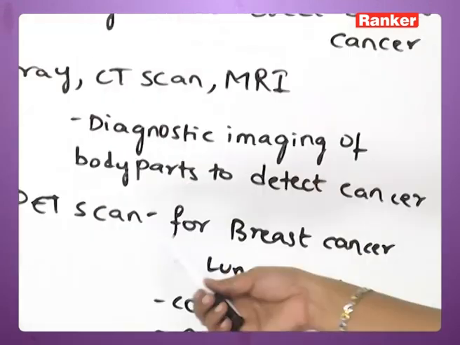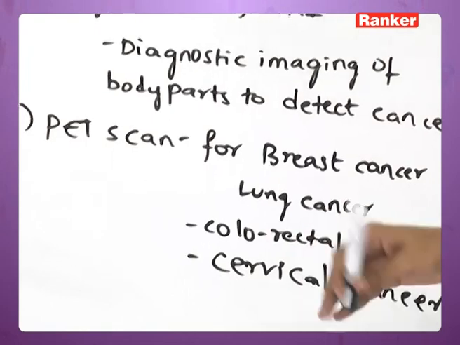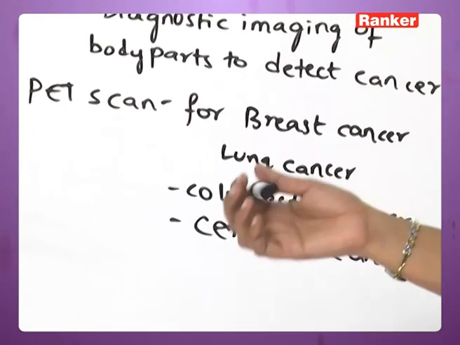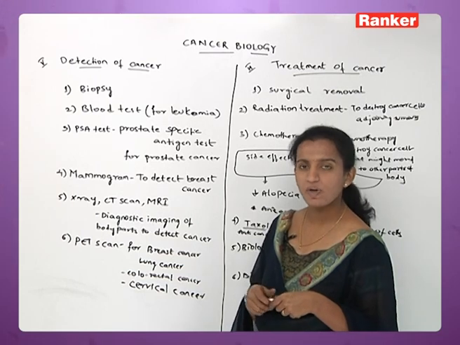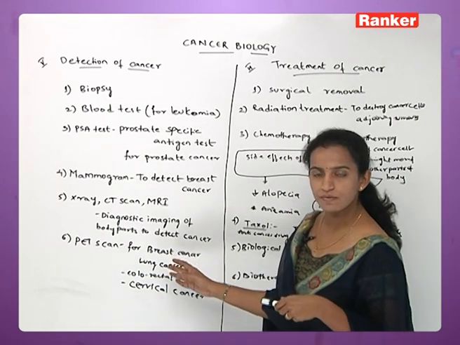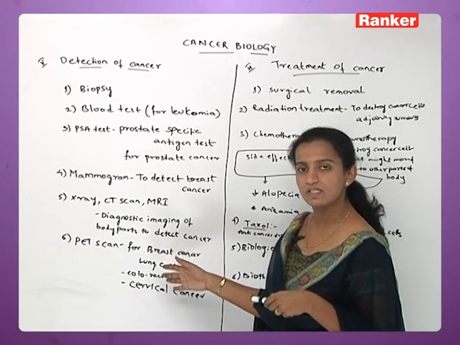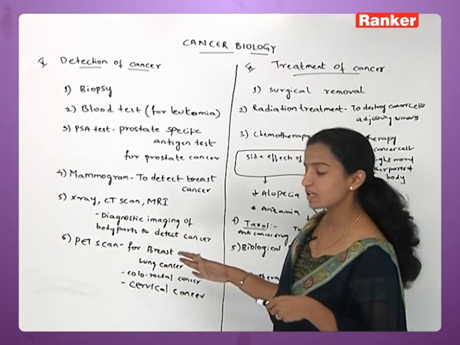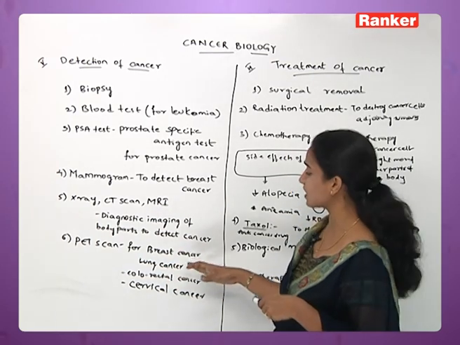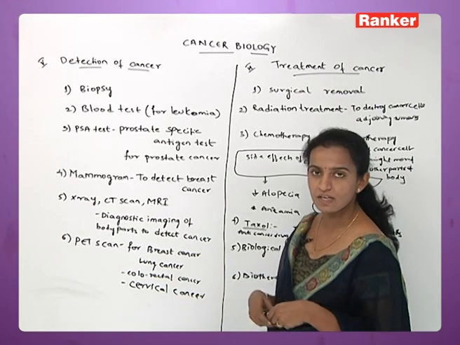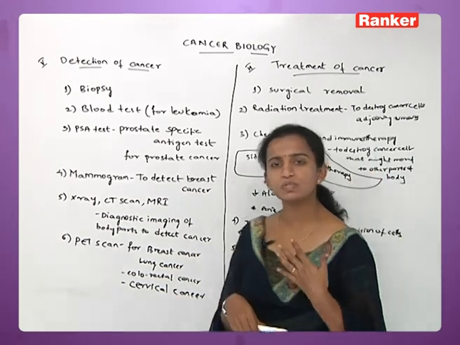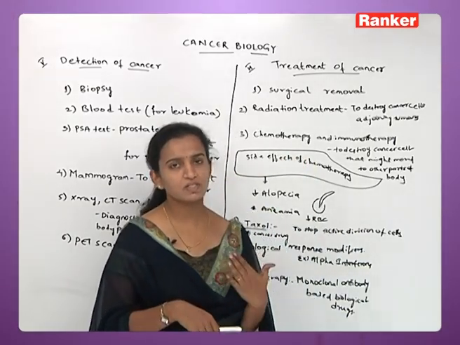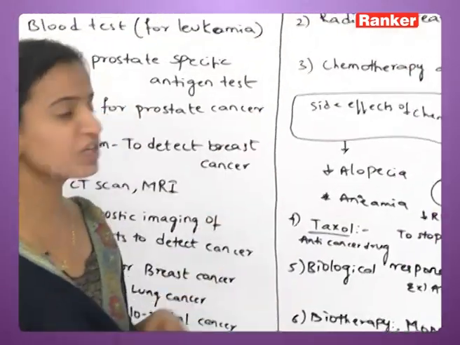Now there is a PET scan for breast cancer, lung cancer, colorectal cancer, and cervical cancer. So there is a PET scan where you can detect all these kinds of cancers, if there is a presence of cancer in the breast, lung, colorectal, or cervical. This is the kind of scan which is used to detect whether there is cancer or not. So here, treatment of the cancer.